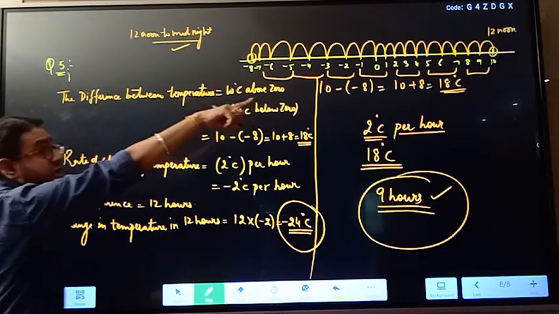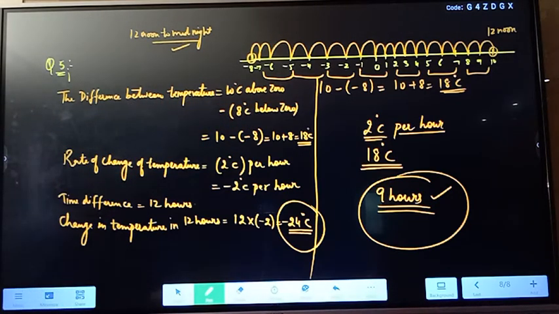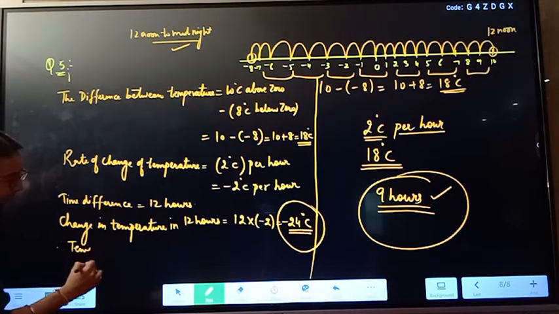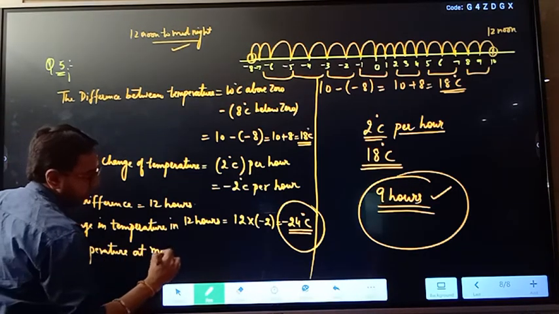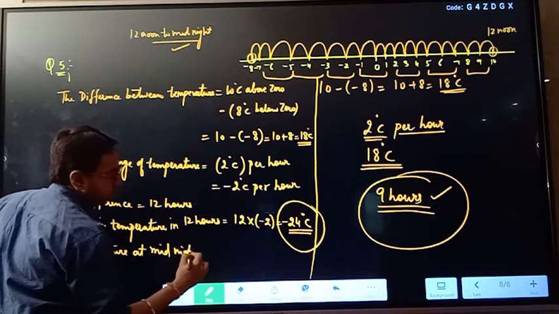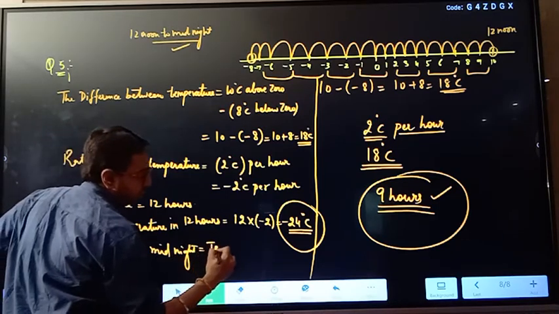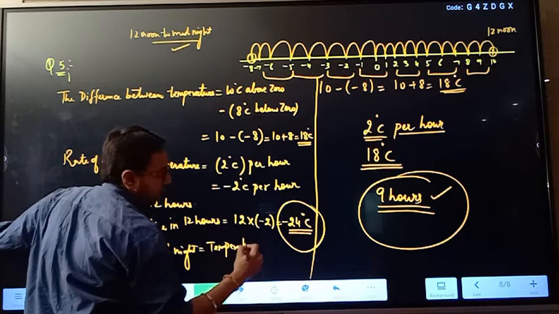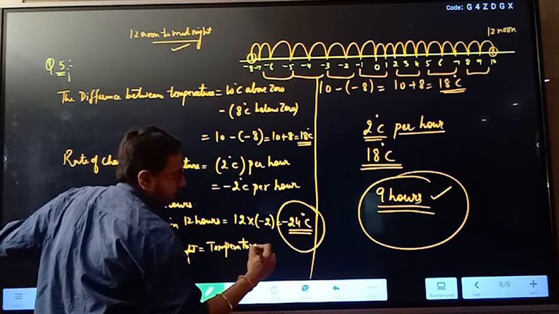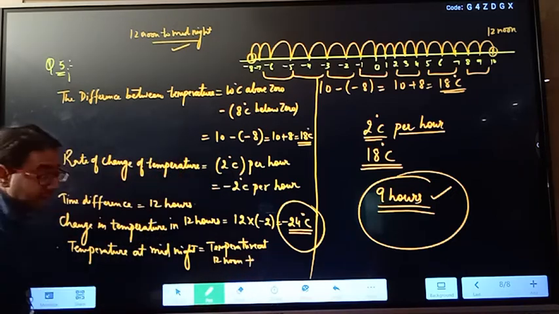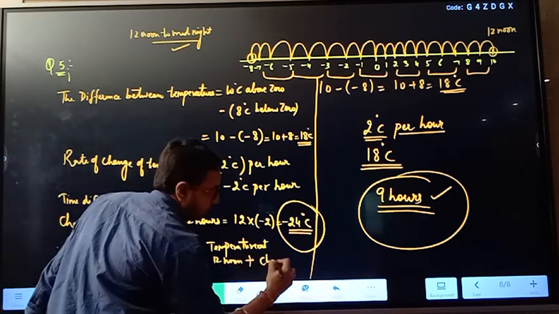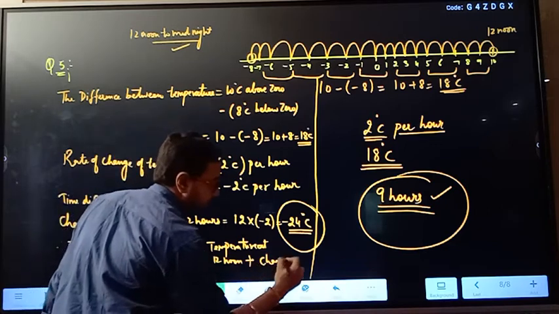But what is the temperature at noon? That's 10 degrees Celsius. Therefore, can we write temperature at midnight is equal to temperature at 12 noon plus, can I say, the change in temperature.